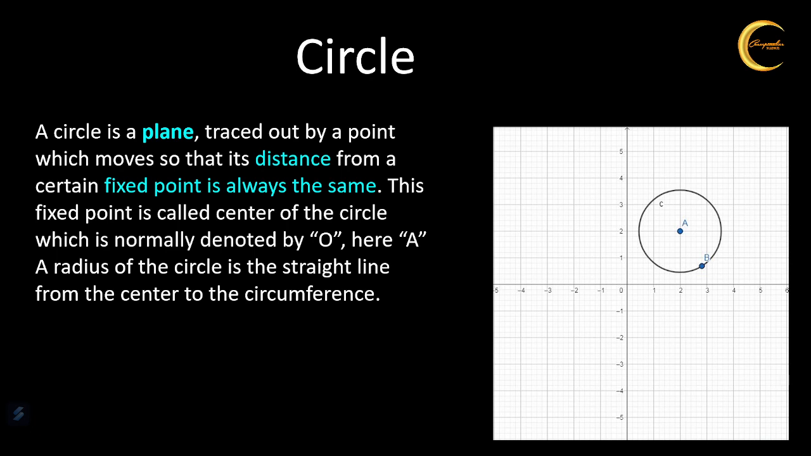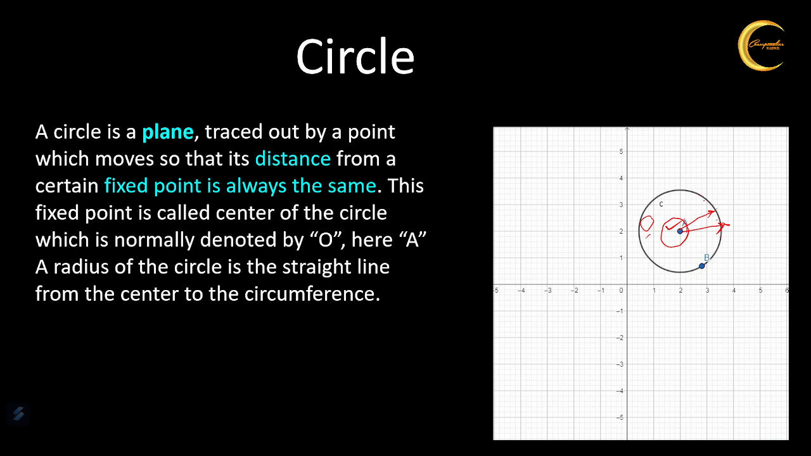And the circle. This circle is a plane figure traced out by a point which moves so that its distance from a certain fixed point is always the same. A is the certain fixed point, and the distance from A to every point of this line is the same. This point is called the center, normally denoted by O, but here actually we denoted it by A.